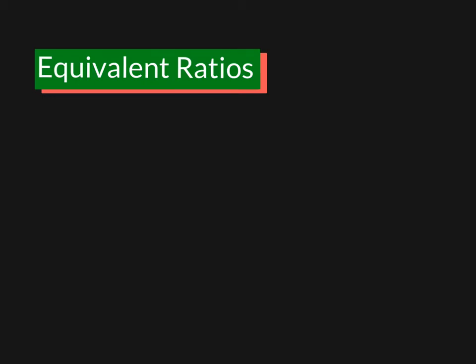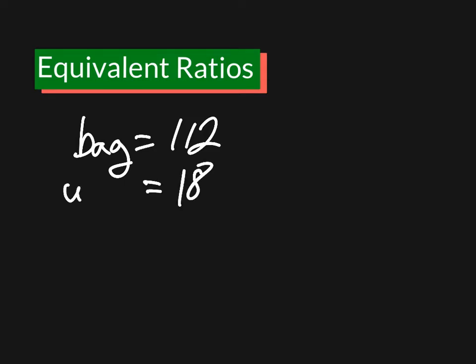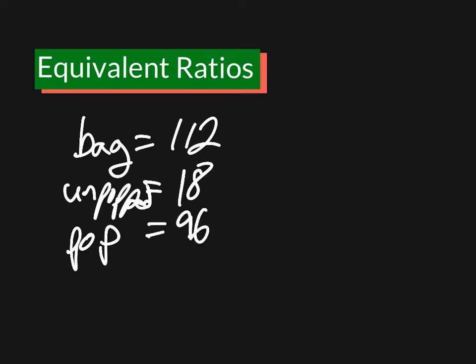As with fractions, ratios can be raised or reduced. So for example, let's say we have a bag of microwave popcorn and it contains 112 kernels. Of these, the ones that didn't pop were 18, and the ones that did pop were 96.